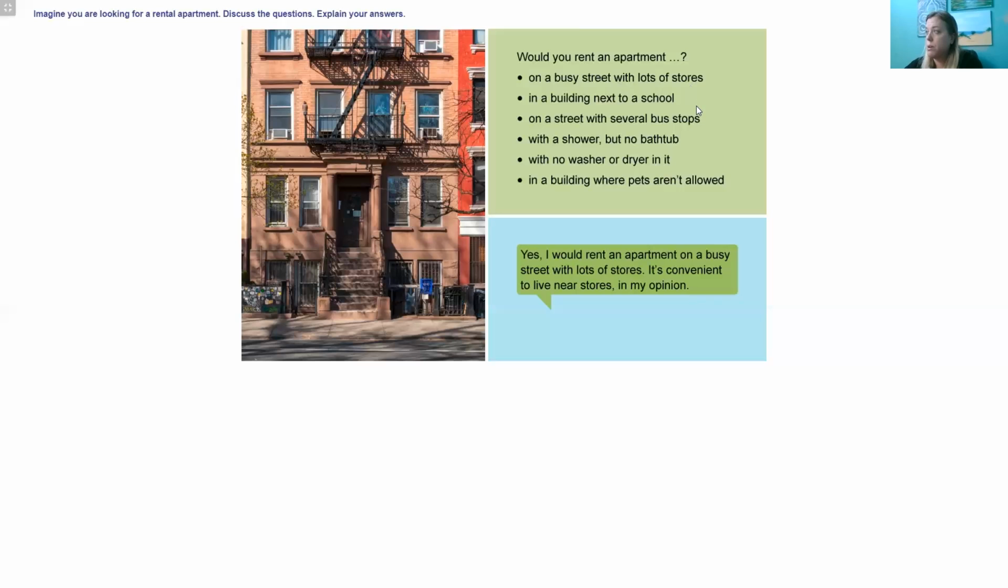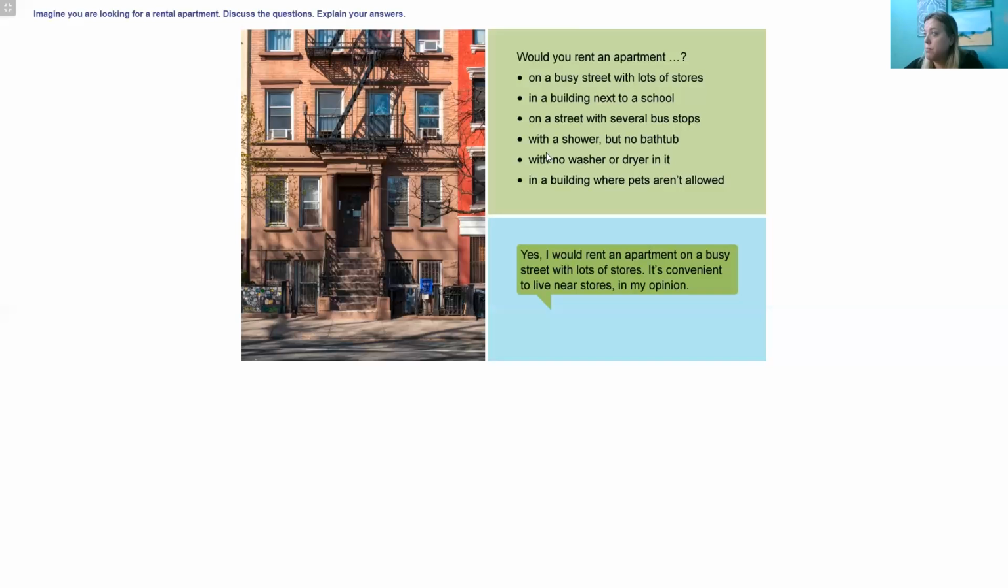Would you rent an apartment in a building next to a school? Maybe you would say, yes, I would. It's nice to live close to a school so my daughter can walk to school. Or maybe, no, I would not like to live next to a school because there may be a lot of noise. Would you rent an apartment on a street with several bus stops?